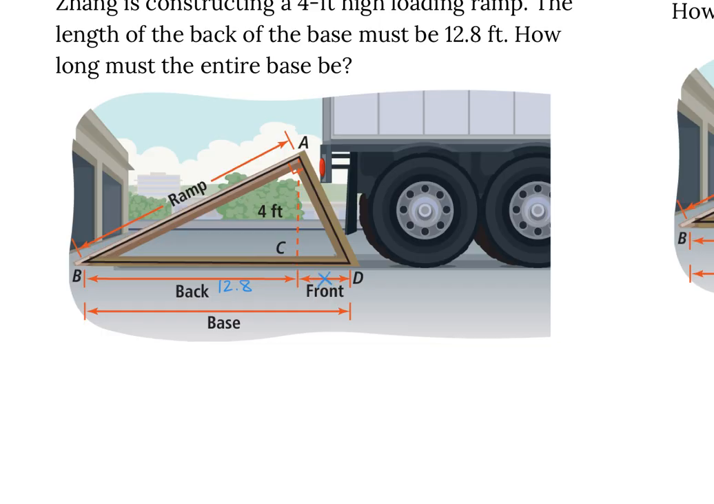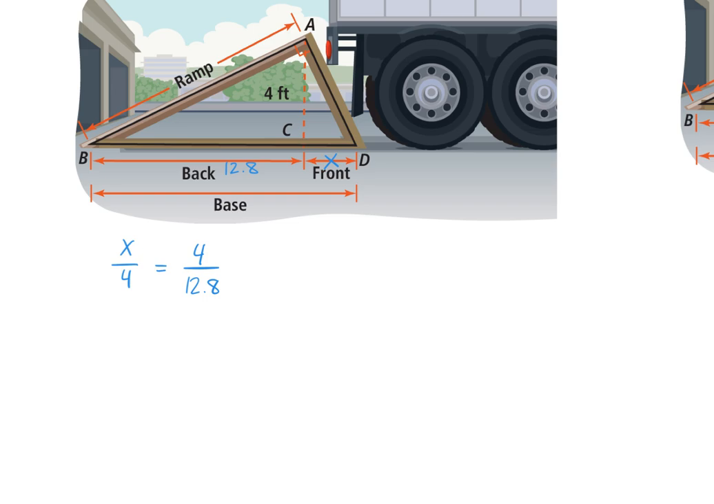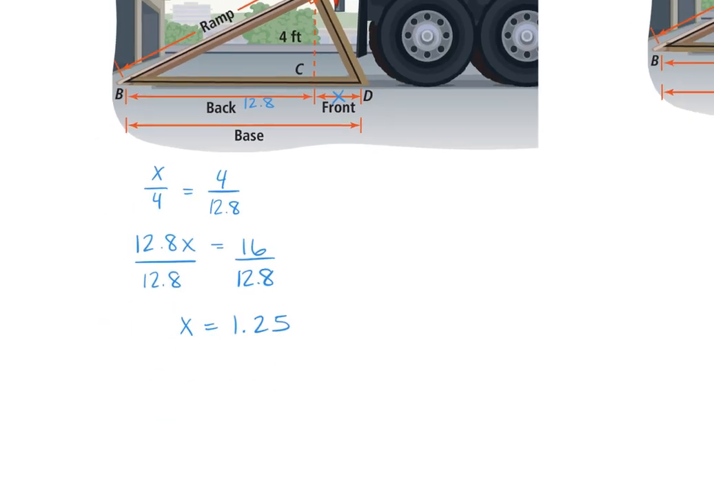We're going to call that x. So x over 4 equals 4 over 12.8. Cross multiply. Divide by 12.8. So x will end up being 1.25, which is our front measurement. We want to find the total base, so we're going to add our back, which is 12.8, and our front, which is 1.25, together to get us 14.05, and this is feet.